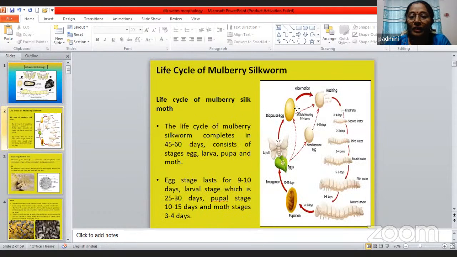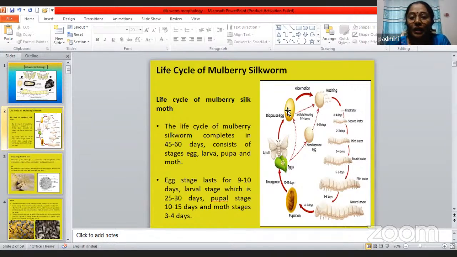You can see over here, after the adult has laid an egg, the egg either undergoes hibernation. Hibernation is a diapause stage where the egg takes a sort of interval or resting period, because they have to undergo a resting period when the climatic condition is unfavorable. For example, if it is too cold during the winter season, the silkworm does undergo hibernation, and sometimes they do not undergo hibernation, so they go directly to hatching.